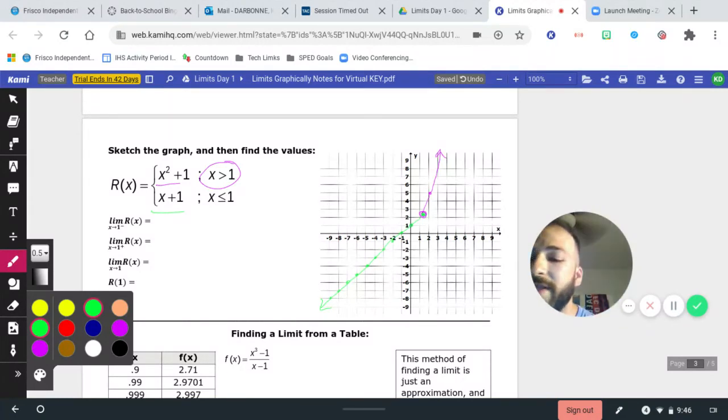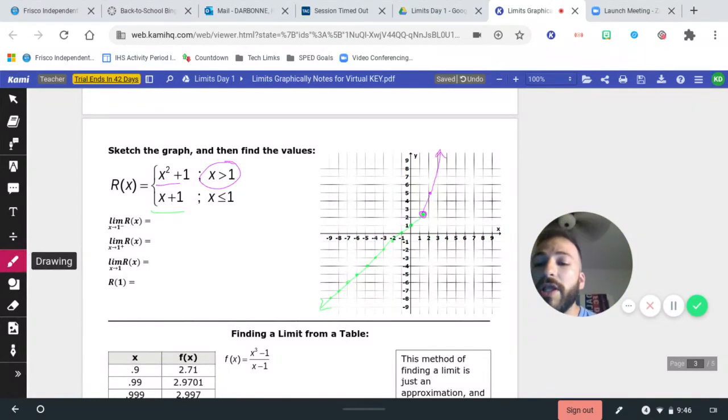But let's talk about what that means for our limits. Our limit as x approaches 1 from the left side: as we approach from the left side, what y value do we look like we get to? It looks like we get to 2. As we approach from the right side, what y value does it look like we get to? It looks like we get to 2. Pardon my not really great graph. And if the left and the right are the same, that means the overall limit is 2.